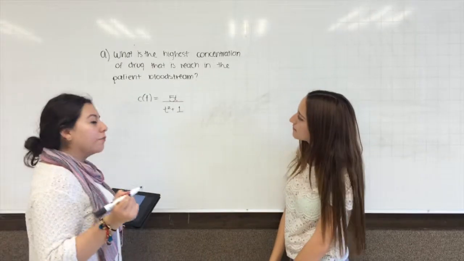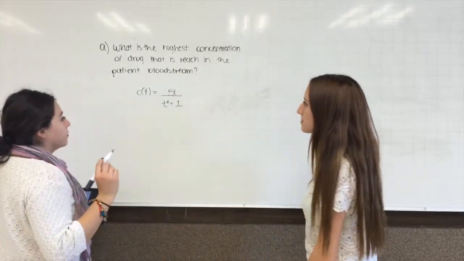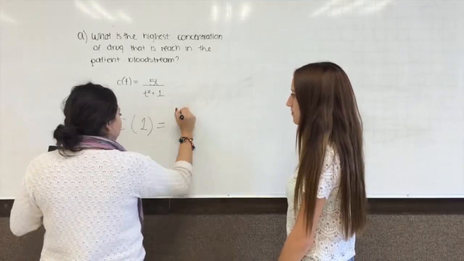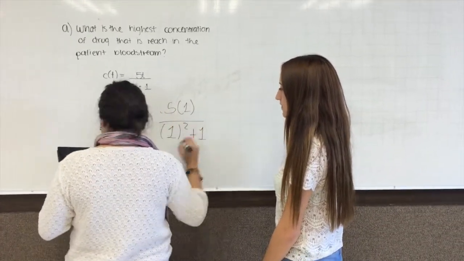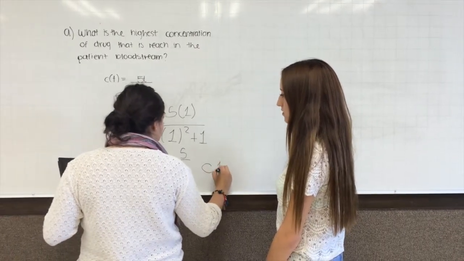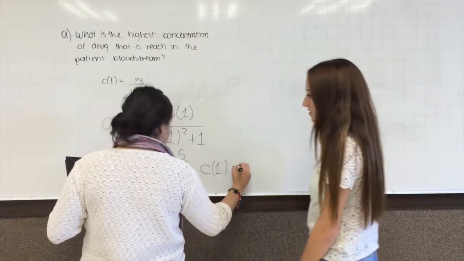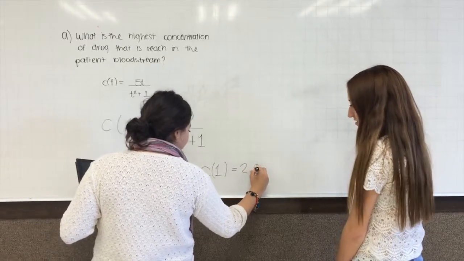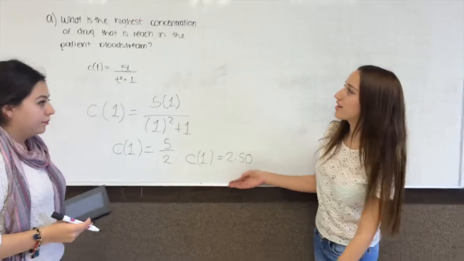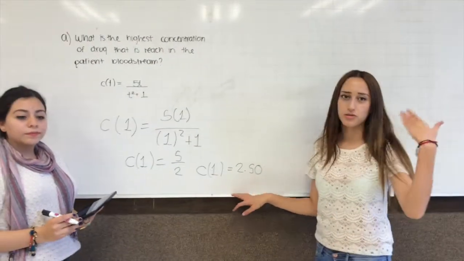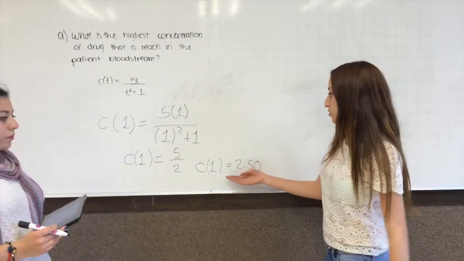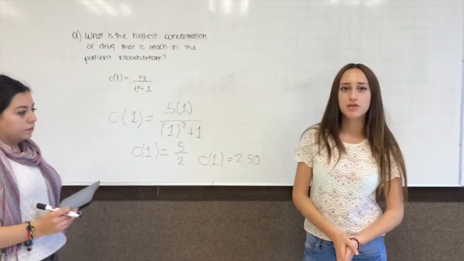So using the graph, we came to the conclusion that we have to substitute 1 for t. And our final result would be 2.50. At 2.50 is where the drug is going to reach its highest in the patient's bloodstream. So at 2.50 milligrams per liter.